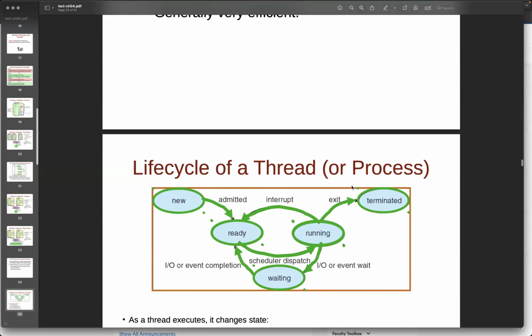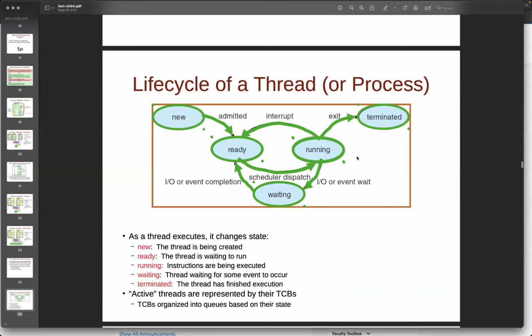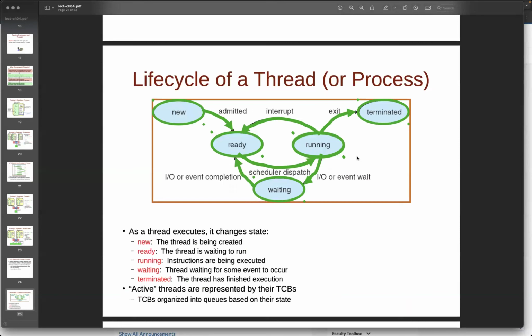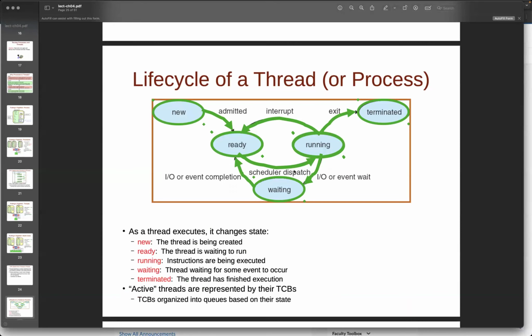Okay, so the life cycle. Right here, you see when we get the new state and then admit, we put it in ready. Sometimes we will put it to running, so it is scheduled with dispatch. And depending on whether we get an interrupt, if you remember the graphic, interrupt, we put it back to ready. Depending on whether we finish, then we just exit with terminate.